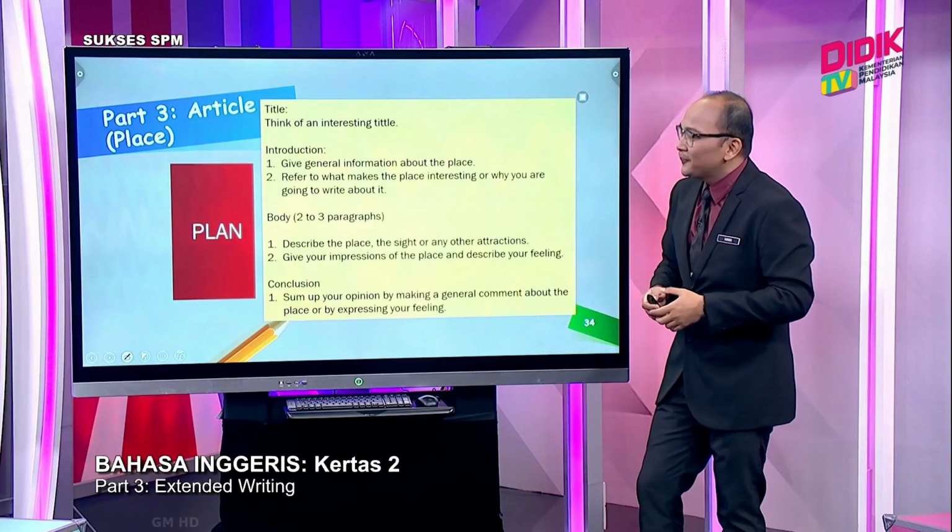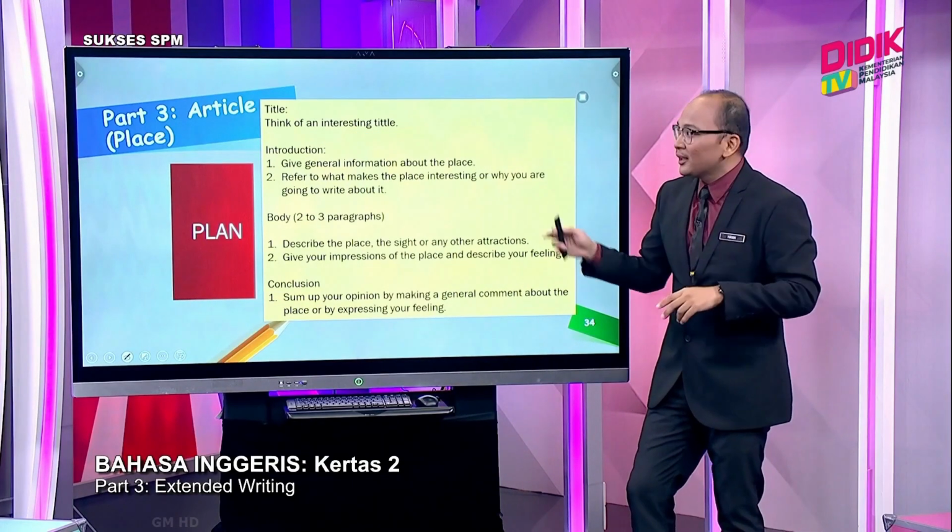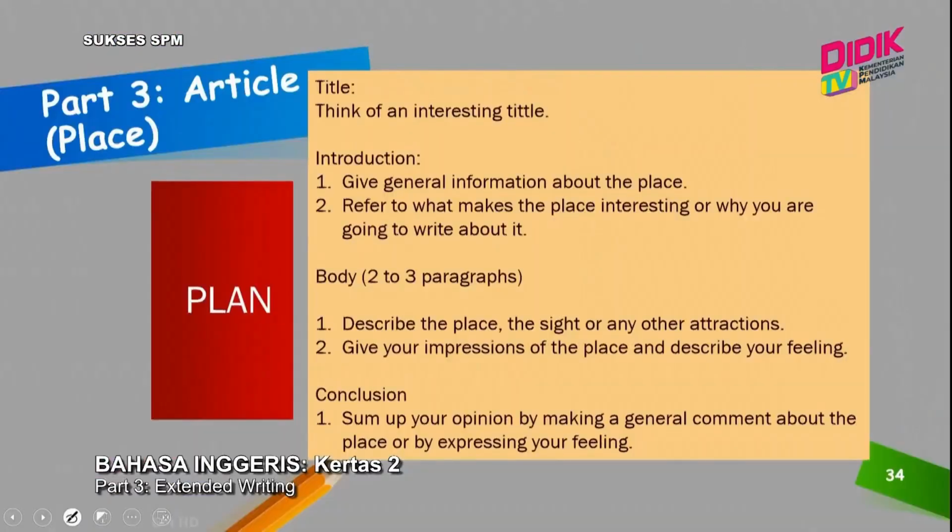And also there are two types of article. Article of place. I show this first. Think of an interesting title. Introduction, you need to give general information, and also refer to what makes the place interesting or why you are going to write about it. Okay, please include this.